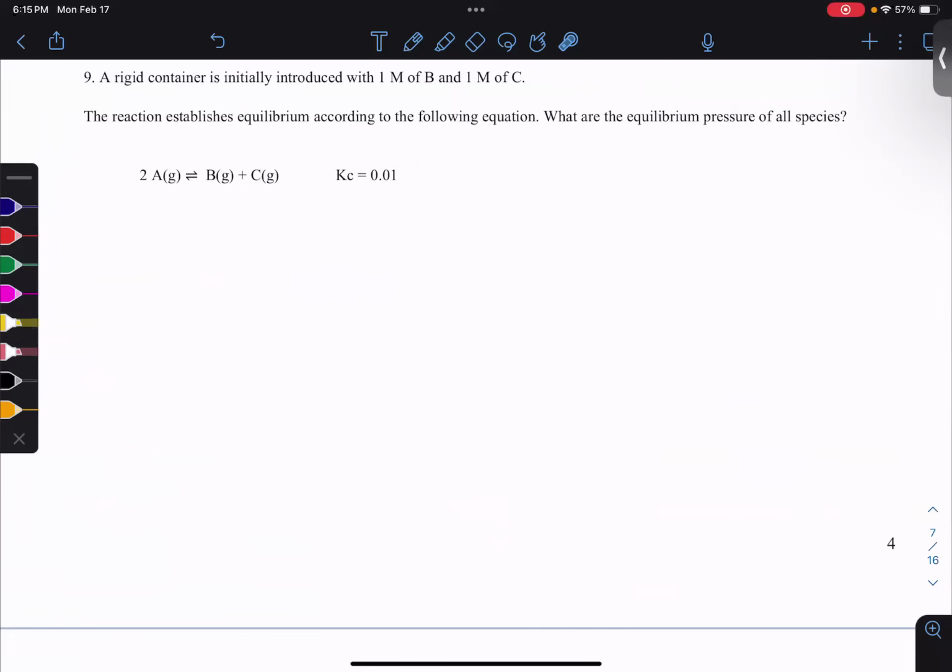So here I have a rigid container, and we initially introduce it with 1 molarity of B and C. So we have to use an ICE table because I say initial. So I have 1 molarity of B, 1 molarity of C, and I tell you what Kc is. So that means we have 0 A. And I ask you, okay, let it go to equilibrium. What's the concentration of everything at equilibrium? So same process. Which way does the reaction have to go?